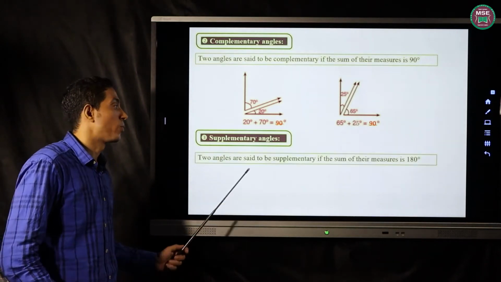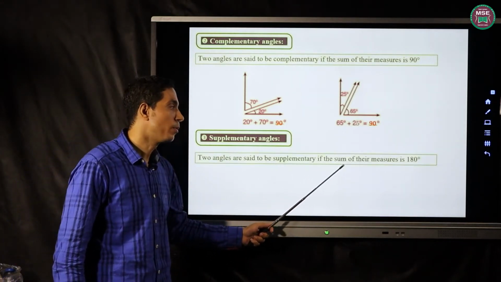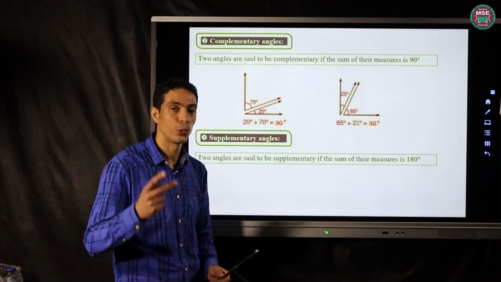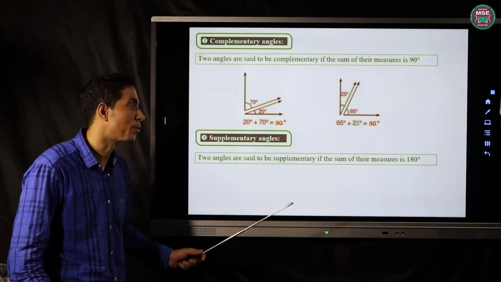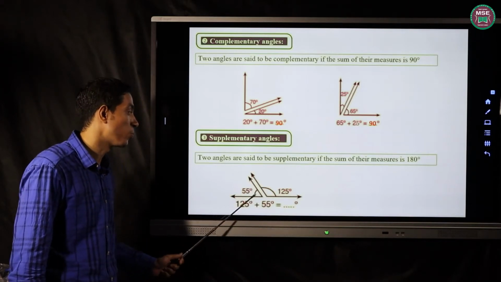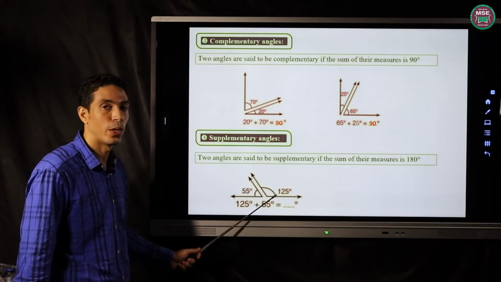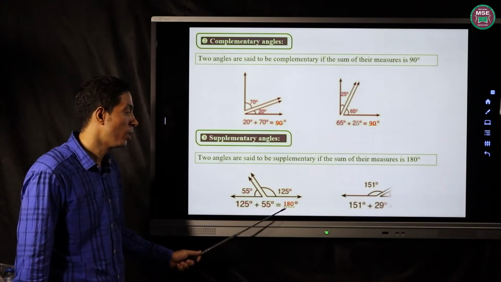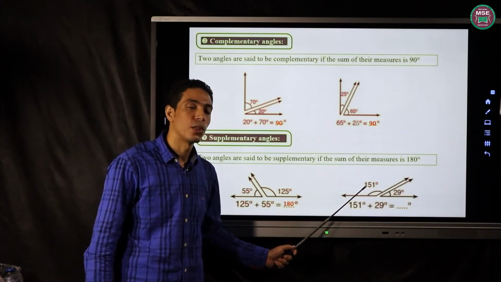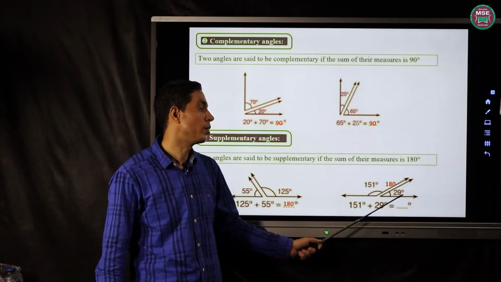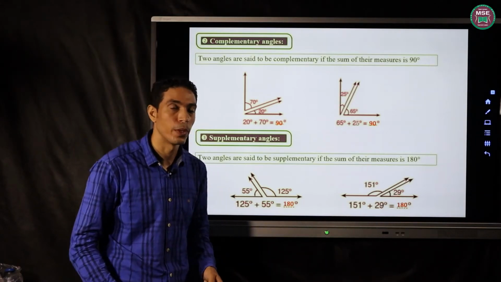Third, supplementary angles. Two angles are said to be supplementary if their sum equals 180. If two angles' sum equals 180, then these two angles are supplementary angles. Like these two angles, 55 plus 125, their sum equals 180, so these two angles are supplementary angles. 29 plus 151 also equals 180, so these two angles are supplementary angles.